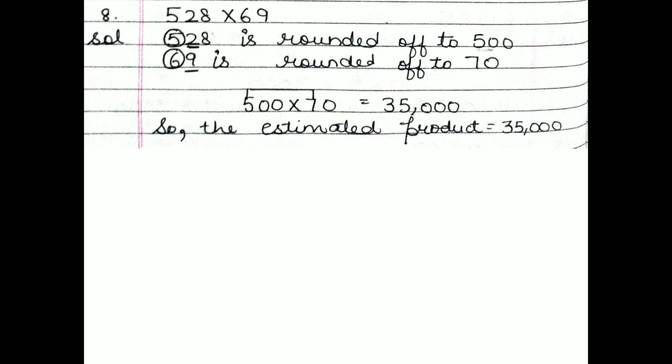Now we do the next part, 69. 69 is rounded off to 70 because 9 is greater than 5. So 6 will be increased by 1. So it becomes 70. Now we multiply 500 into 70. The answer comes. There are 3 zeros. We put 3 0s as it is. 5 sevens are 35. So the estimated product is 35,000.